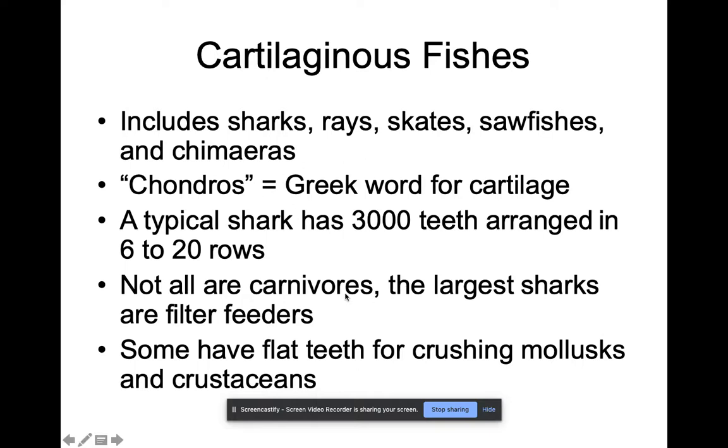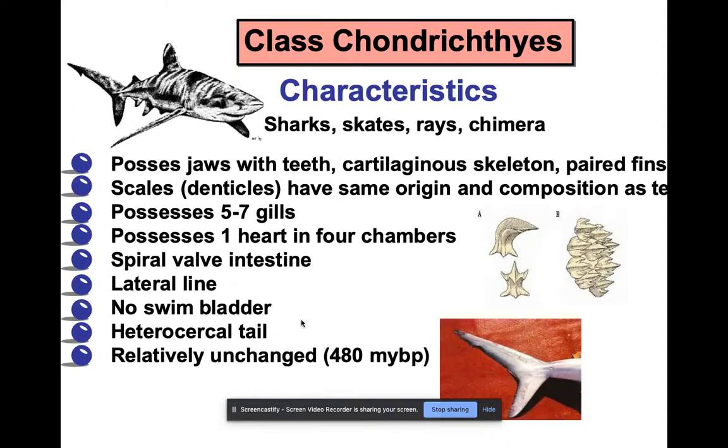Not all of our sharks are carnivorous. Some of the biggest ones, like the nurse shark and whale shark, are filter feeders. Some have flat teeth for crushing mollusks. So again, think about kind of like your starfish there. These little flat mandibles will help crush those mollusks.